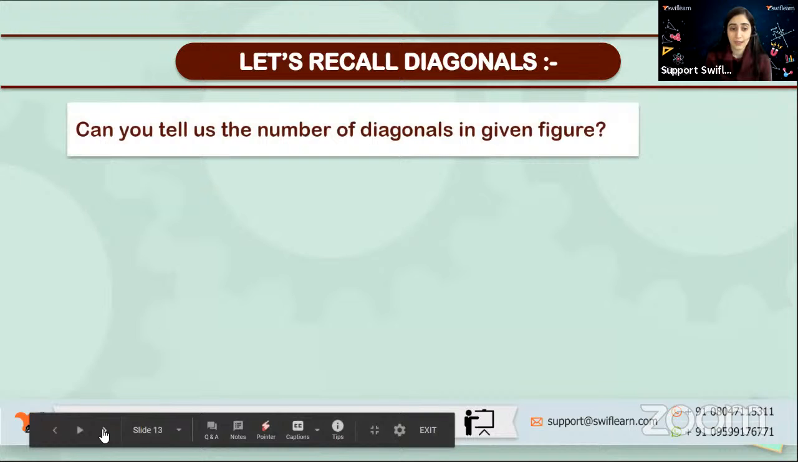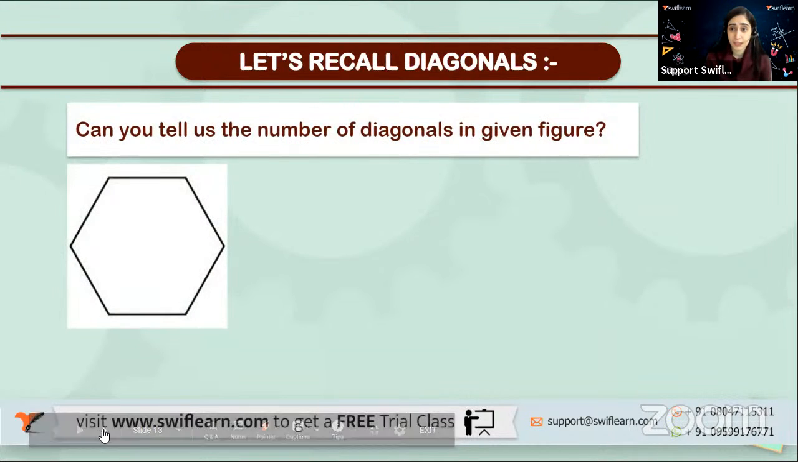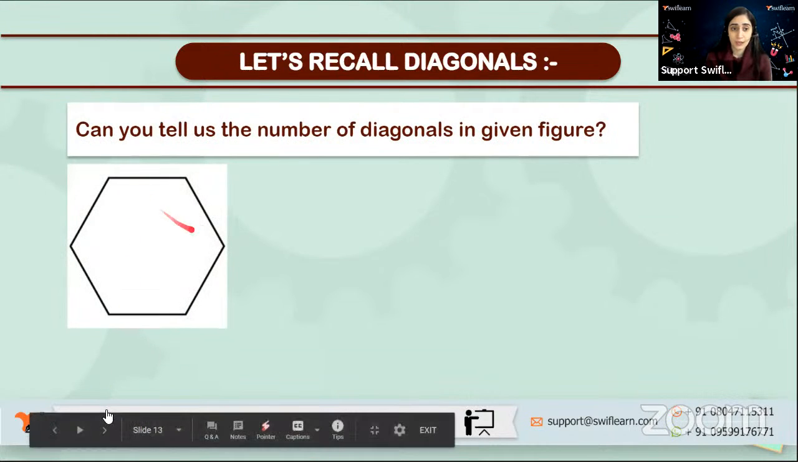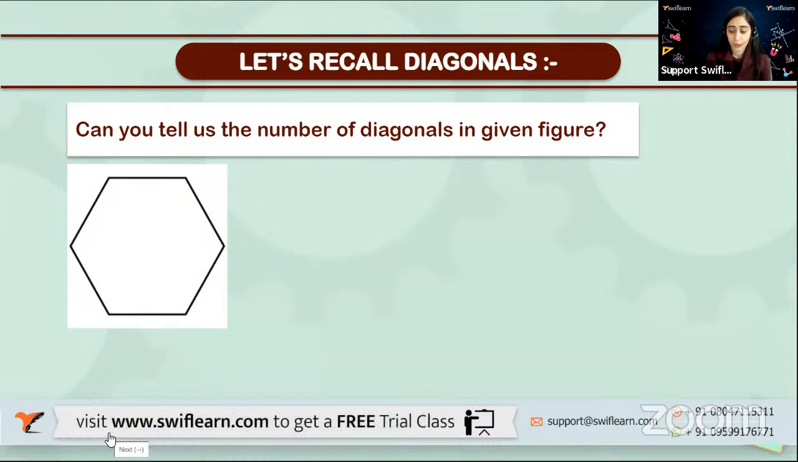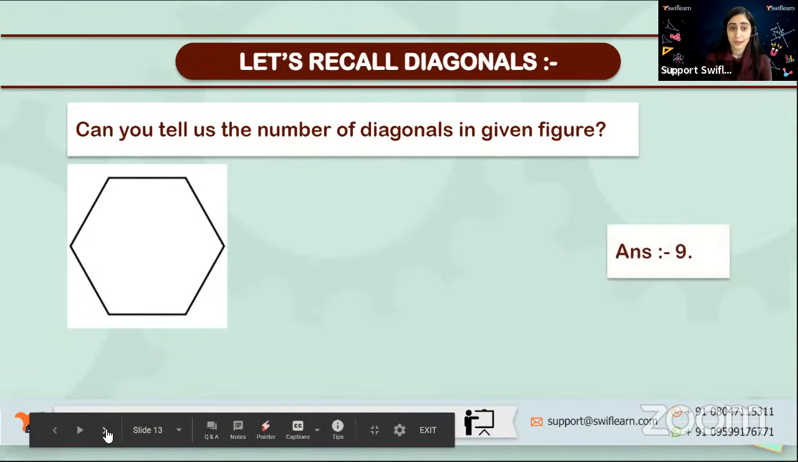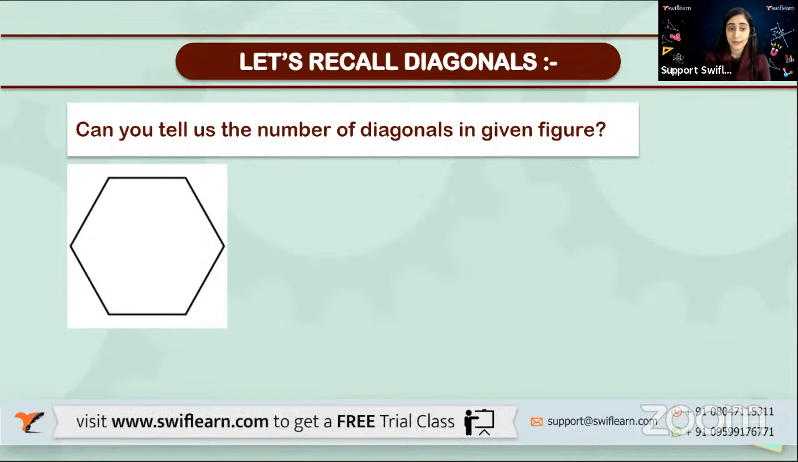Now you have to give me the answer for this. Which figure is this? 1, 2, 3, 4, 5, 6. A six-sided figure. What do we call a six-sided figure? Write in the comment box. And how many diagonals will there be?